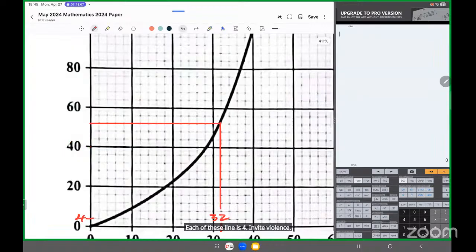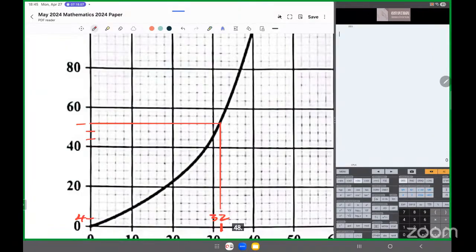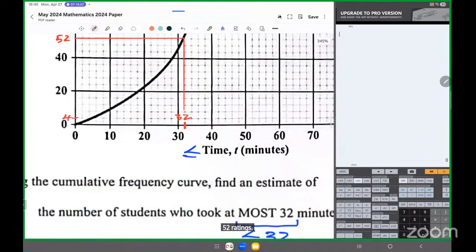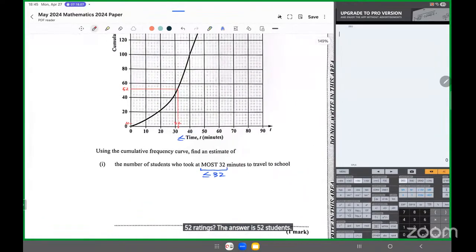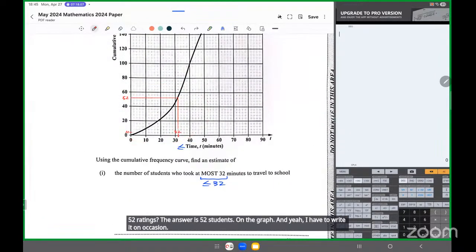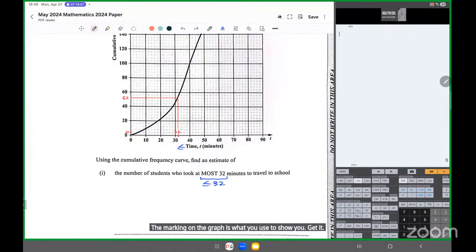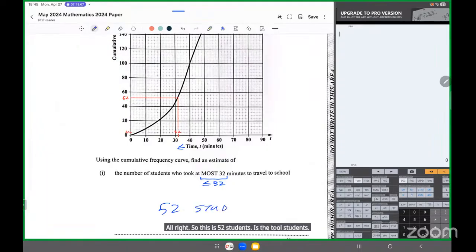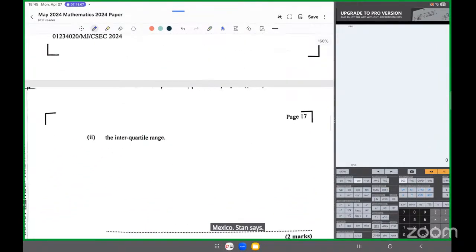So this is 40, 44, 48, and 4 more make 52. So that's 52. See that? The answer is 52 students on the graph. And you have to write it down, because the marking on the graph is what you use to show where you get it. Right? So this is 52 students, who spend less than or equal to 32 minutes. 52 students.